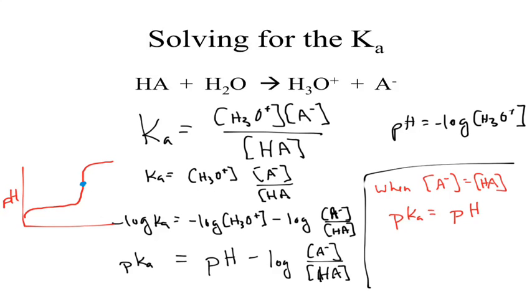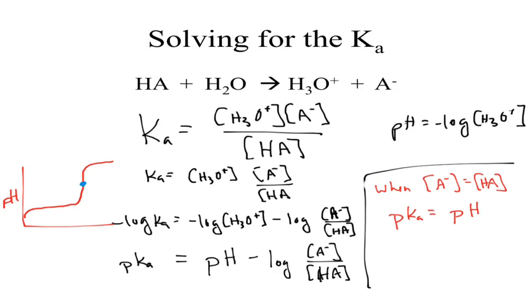What's the concentration of A minus at that point? What happened to all the HA? It all reacted to become our A minus. So at this point, our HA equals 0, and our A minus equals what our HA started with.